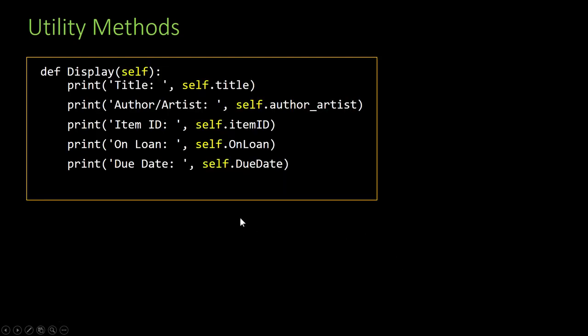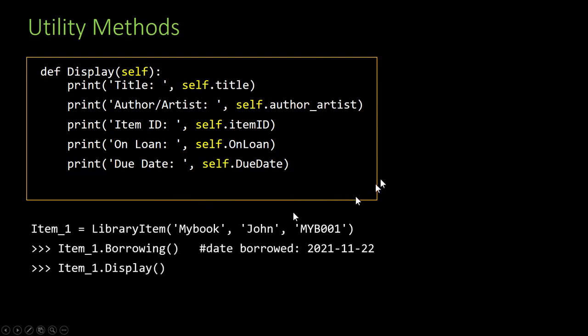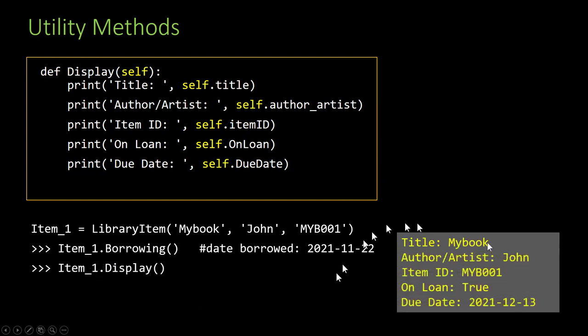The other utility method is display. So remember to give a meaningful label: the title, the author or artist, the item ID, on loan, and the due date. And then when we call display for this item 1, it will show the information regarding this object item 1.